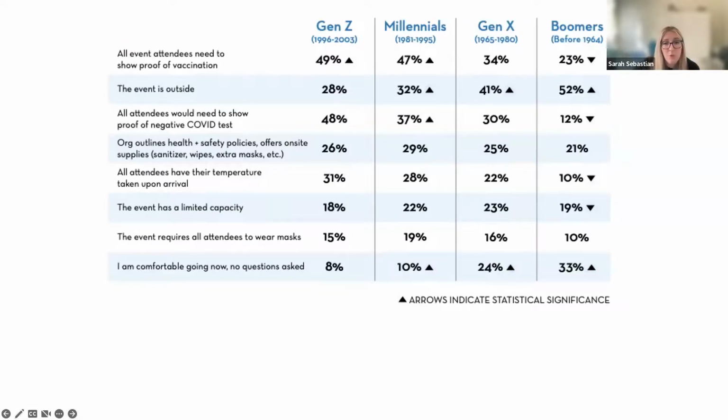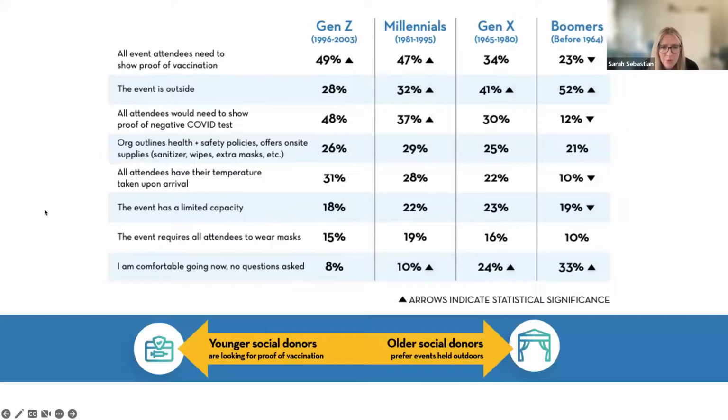I also want to touch on what makes donors comfortable coming back to those in-person events by generation. So getting them excited about returning is important, but so is making them feel comfortable. And that's part of that top motivator we talked about again, trust. So taking a look at the chart, you can see that Gen Z wants to see proof of vaccination for attendees, proof of negative COVID tests, and for attendees to have their temperature taken on arrival. Millennials shared that vaccination and test sentiment as well. And what we found interesting here, younger donors prefer that proof of vaccination, and older donors preferred events held outdoors.